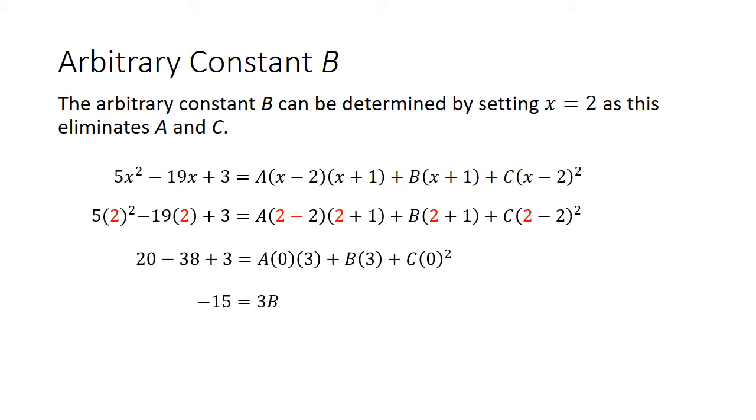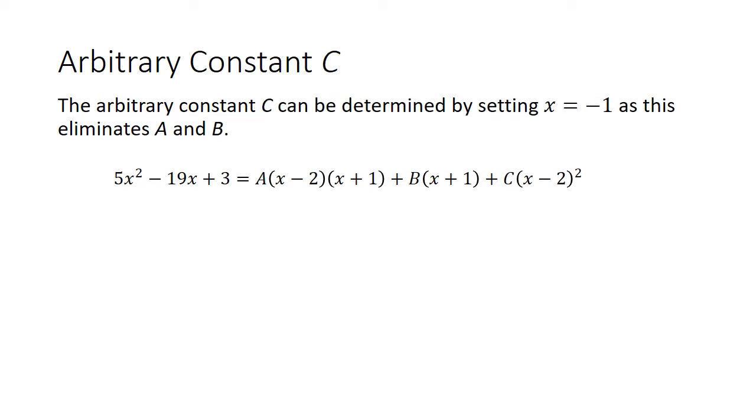If we evaluate the left hand side, 20 plus 3 is 23, 38 minus 23 is 15, so we have minus 15, and on the right hand side we have 3 times b. So of course we work out b by dividing across by the 3, and b is equal to minus 5.